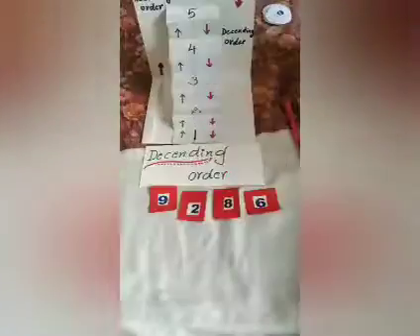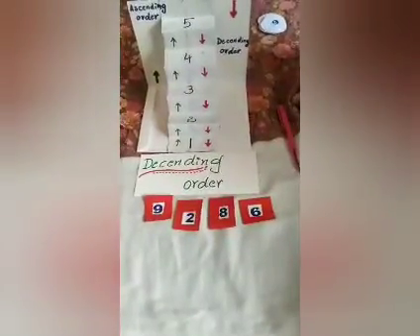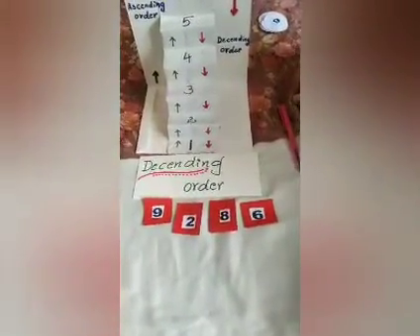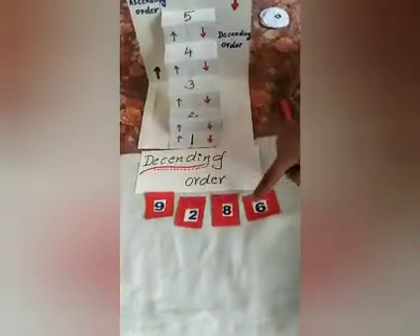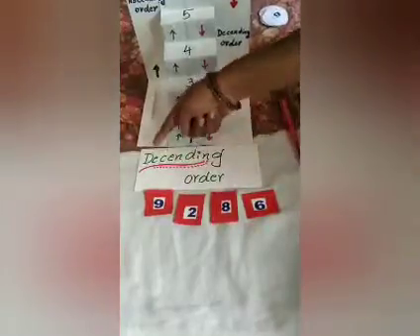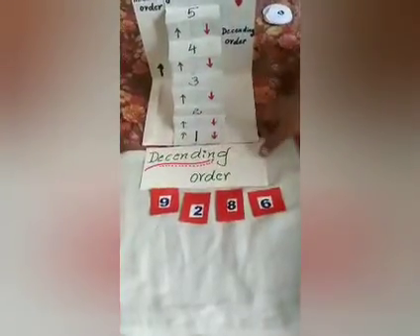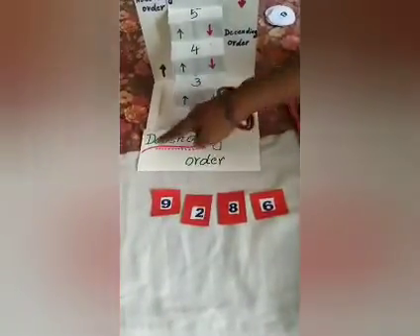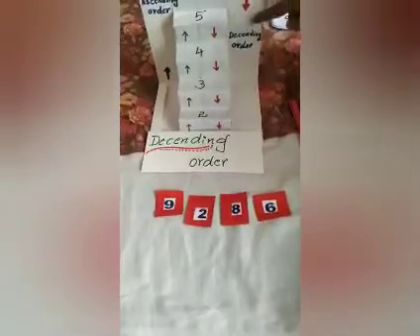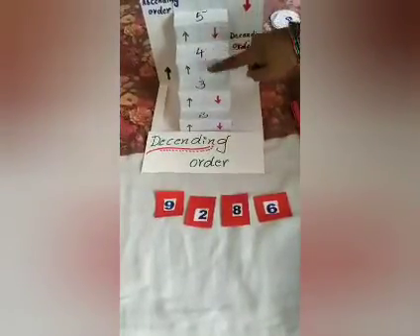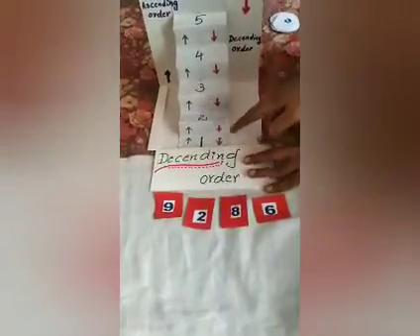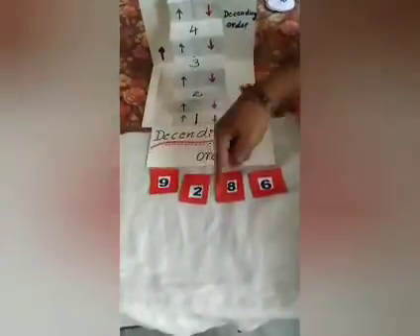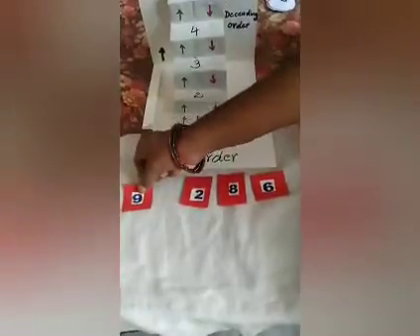Now we will see descending order. Descending means top to bottom. Here there are also some numbers given to us to arrange in descending order. Descending means top to bottom. Like that we arrange these numbers from higher number to least number.